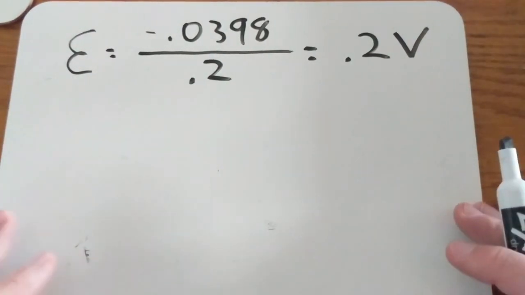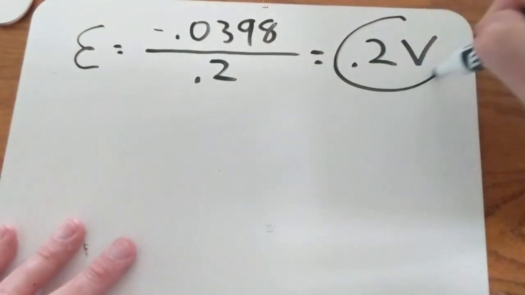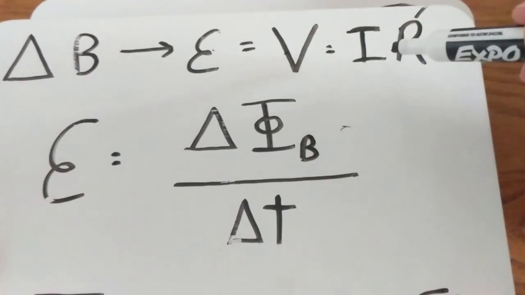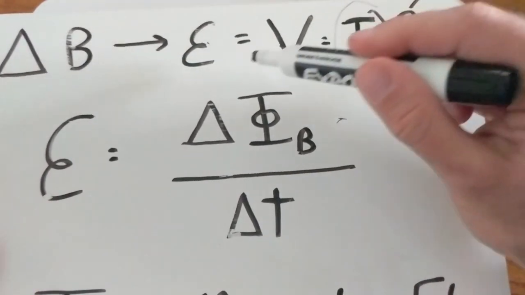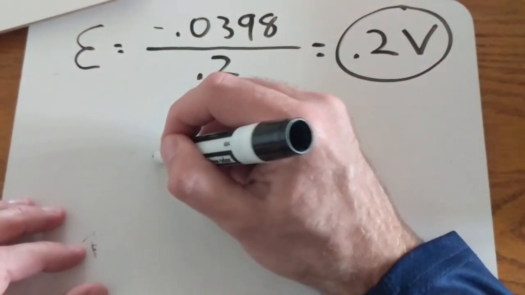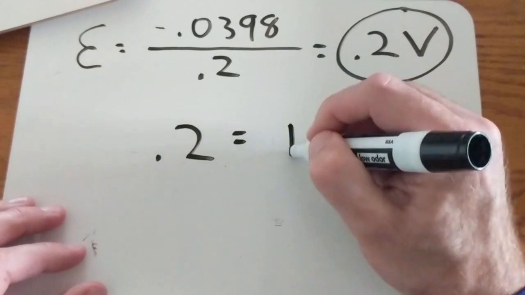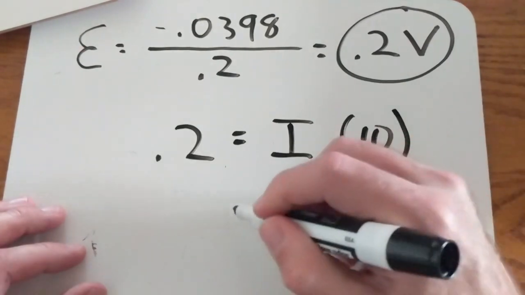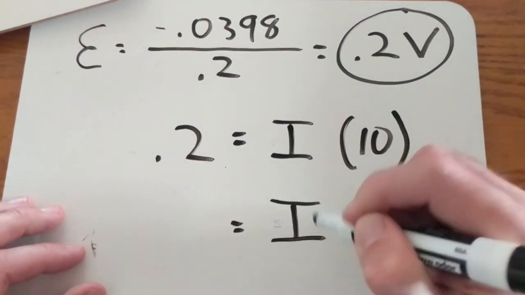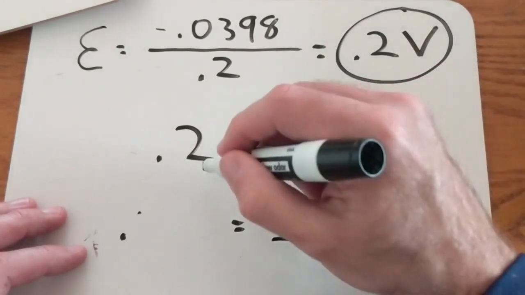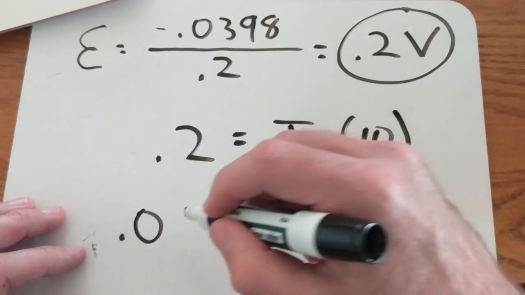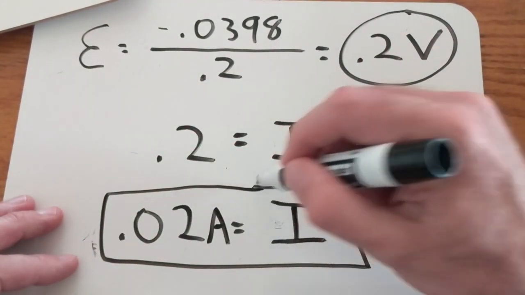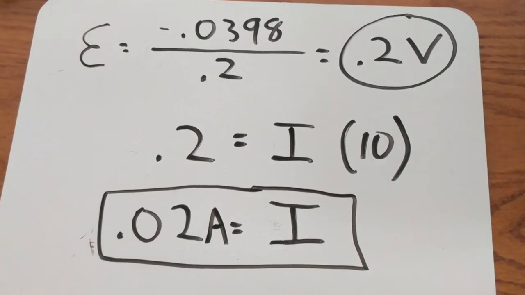All right. So if we move on with this problem, this is now our V inverter. We're looking for the current. This is our voltage. So now it's just 0.2 equals I times the resistance of 10. And this divides over, like simple algebra, to 0.02 amps. And there's our final answer. So that's a multi-step problem, and that's a pretty long problem.